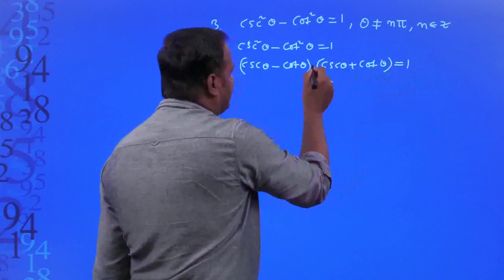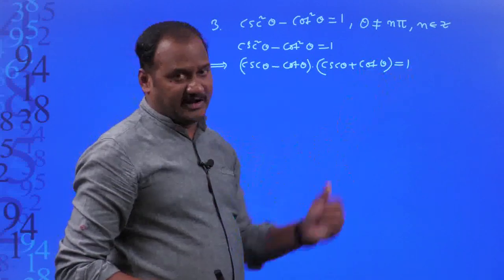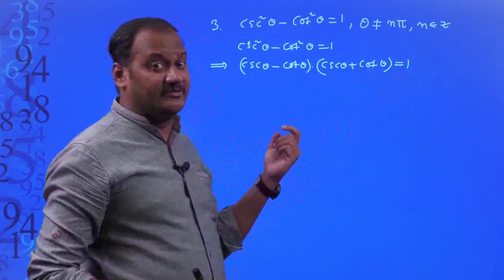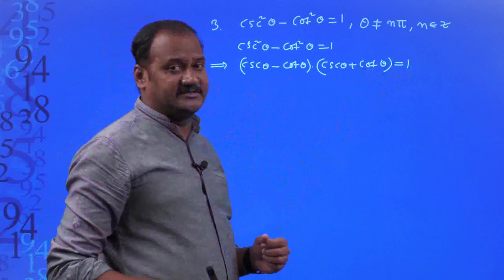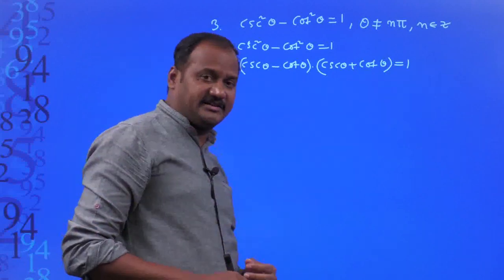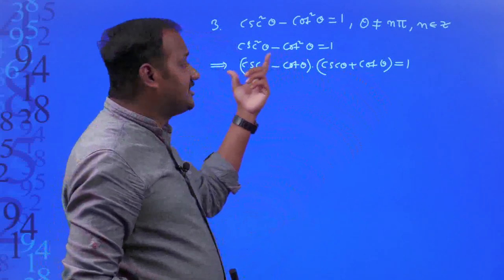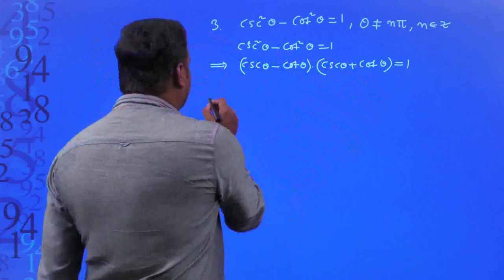Again, we can understand one thing here. What is that? The product of two terms is equal to 1. Then what do you call the two terms? Yes, they are said to be multiplicative inverses of one another. So, cosecant theta minus cot theta is the multiplicative inverse of cosecant theta plus cot theta, as well as cosecant theta plus cot theta is the multiplicative inverse of cosecant theta minus cot theta. So, let us try to figure out the values of both.